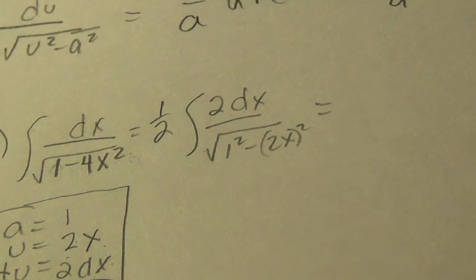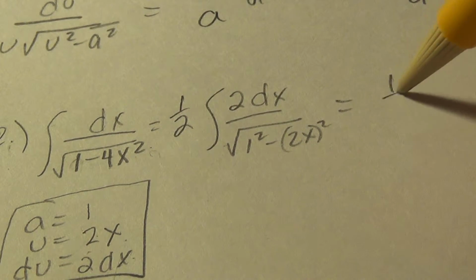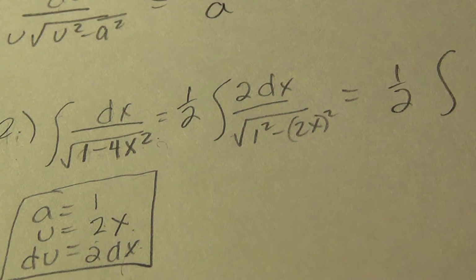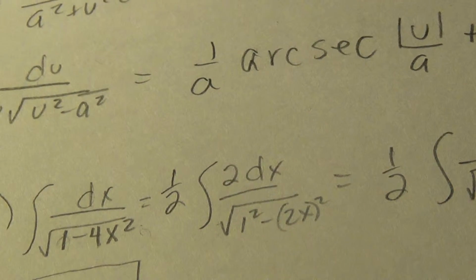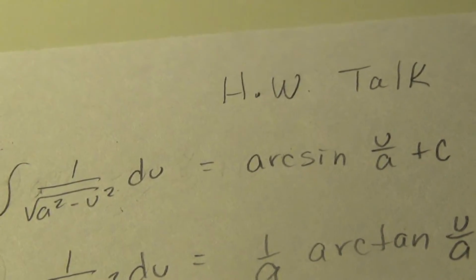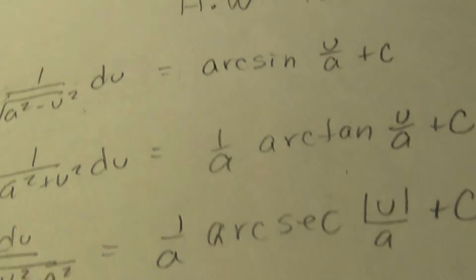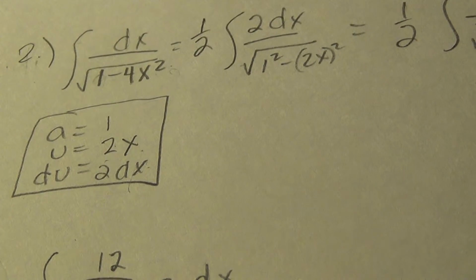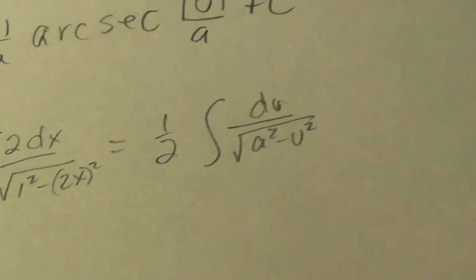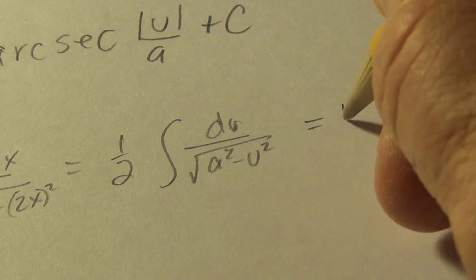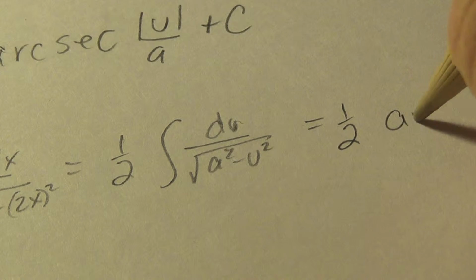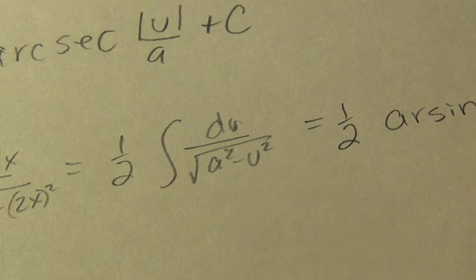So now we can see clearly what happens. So the 1/2, the 2dx from my box is my du. In the bottom, I have an a squared. Under the radical, I have an a squared minus u squared. So that is exactly what I was hoping to get. So I know that the answer will be related to the arcsine. So it's going to be the 1/2 comes along for the ride, the arcsine of u over a.